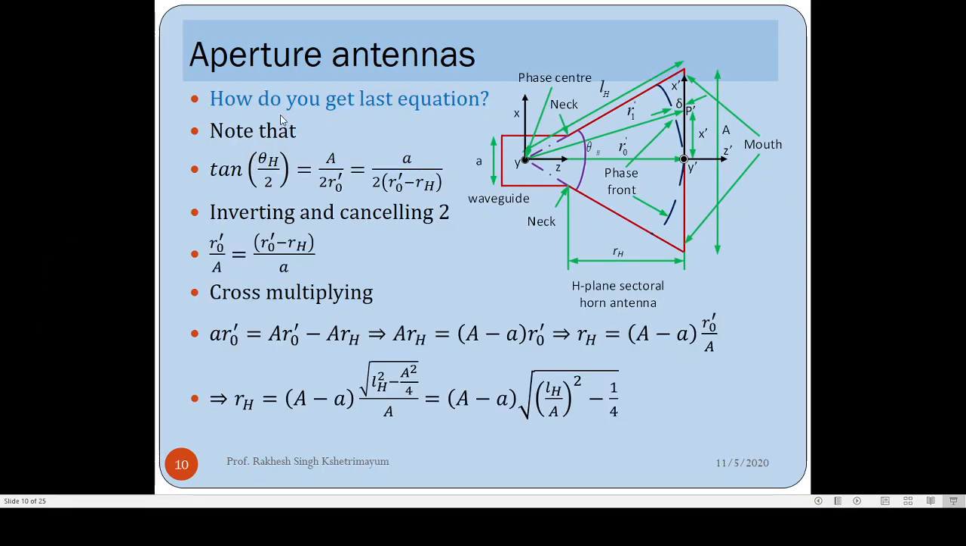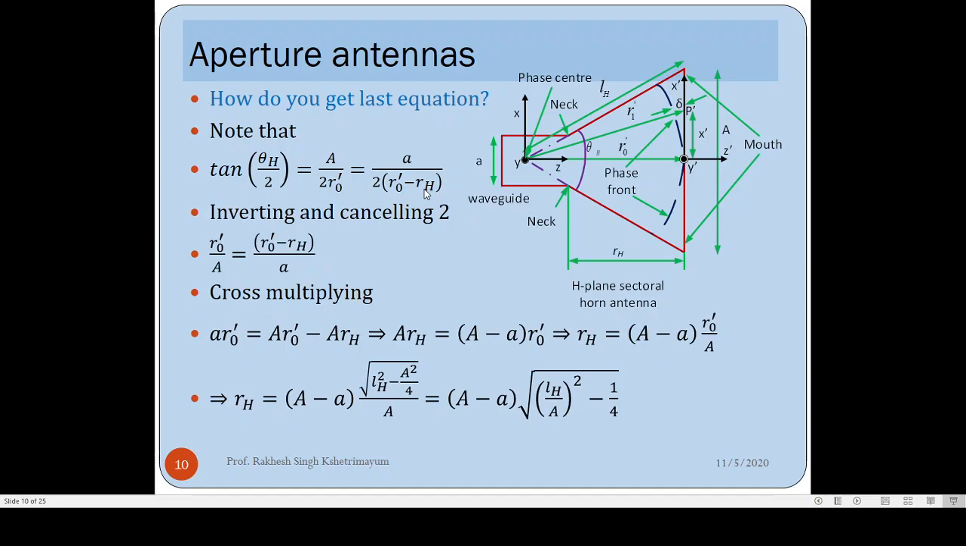So the question is, how do we get the last equation? You can easily get it from the geometrical relations of this E-plane sectoral horn antenna. What is tan theta E by 2? Tan theta E by 2 is A by 2 divided by R naught dash. You consider this portion, this is the mouth portion of the horn antenna. You also consider this neck portion of the horn antenna. You still have theta E by 2 here. That will be this opposite by base here. How much is this opposite? This opposite is half of A, so A by 2. How much is this length here? You know this length, this is R naught dash, this is RH. So this length from here to here will be R naught dash minus RH. So tan of theta H by 2 can also be expressed as A by 2 divided by R naught dash minus RH.